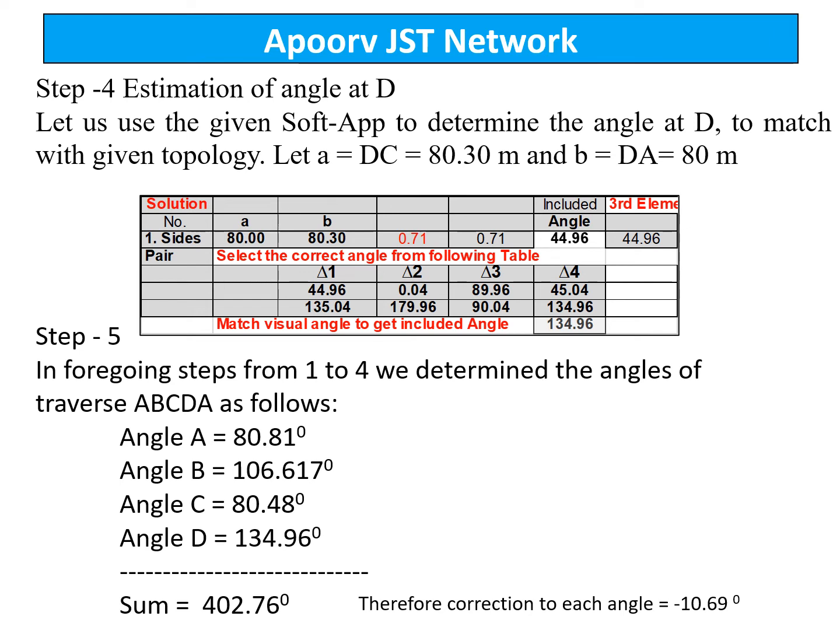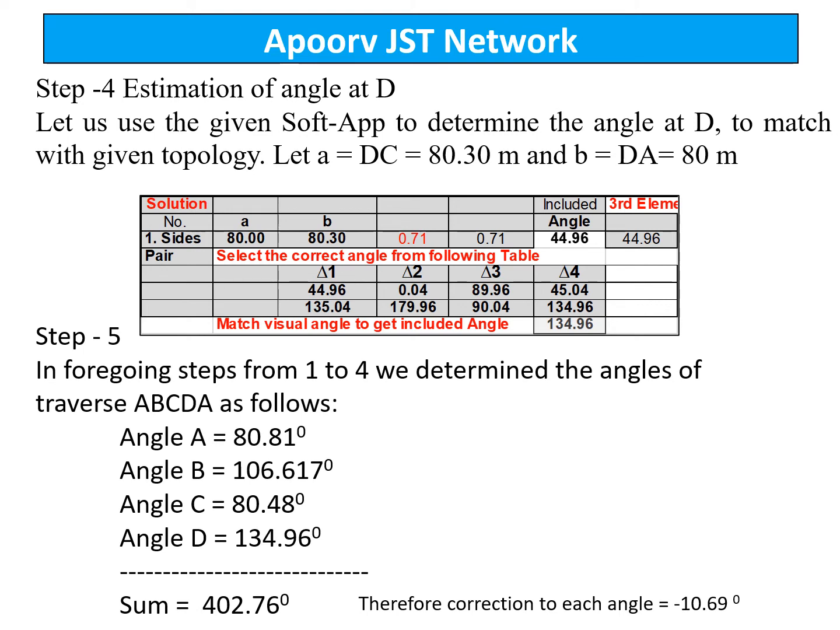Step 5. In foregoing steps from 1 to 4 we determined the angles at points A, B, C and D of the traverse ABCDA as follows. Angle A equal to 80.81 degrees. Angle B equal to 106.61 degrees. Angle C equal to 80.48 degrees and angle D equal to 134.96 degrees. Sum of all angles equal to 402.76 degrees.